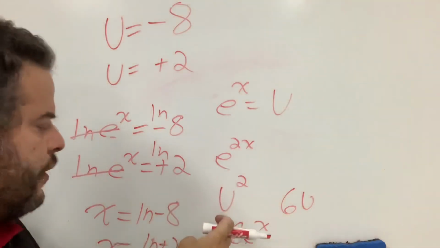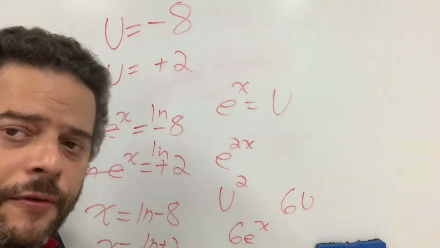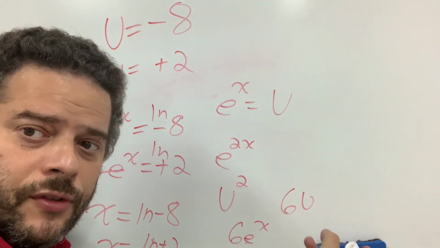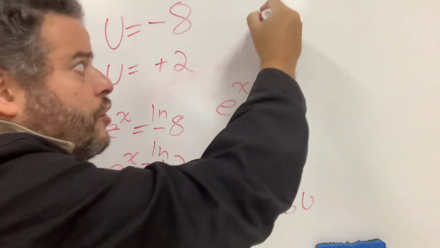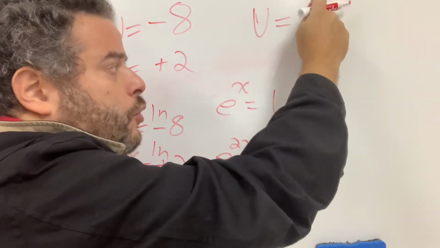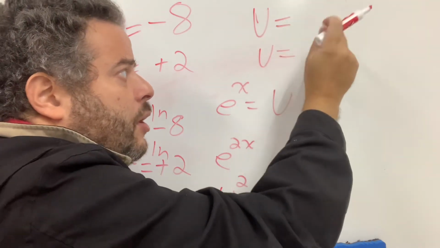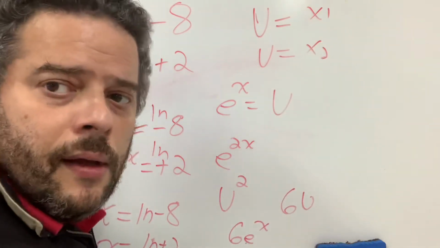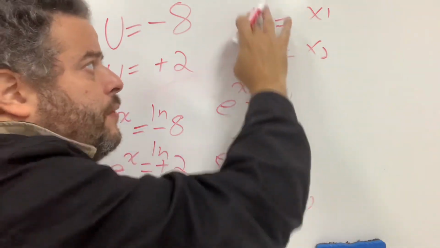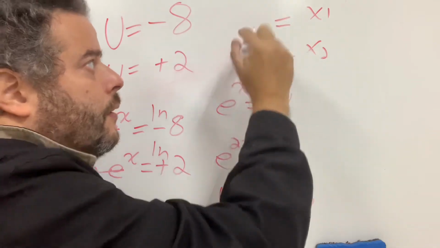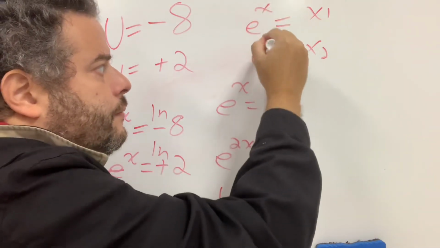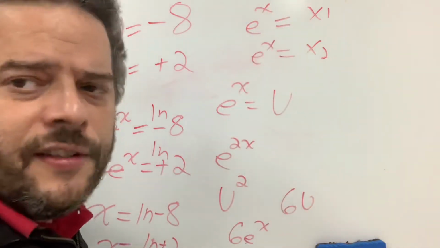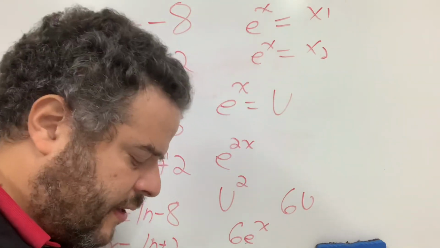Again, once you substitute, you factor. After you factor, you find the solutions. You state both solutions as u equals one solution and u equals another solution, so whatever, x1, x2. And then you have to substitute the u's for the e to the x and then solve for these variables normally. That's it for example 6.